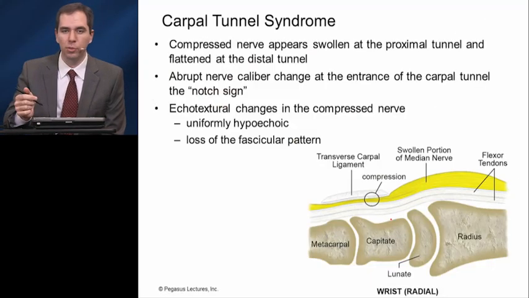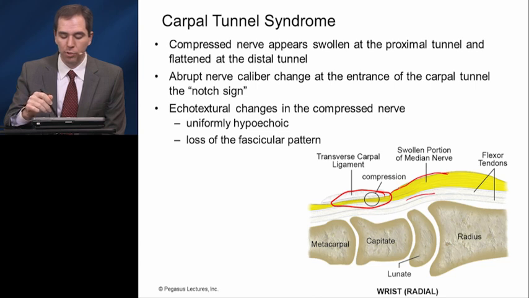So in carpal tunnel syndrome, what occurs is that there's compression within the carpal tunnel at the flexor retinaculum or transverse carpal ligament, and then the nerve becomes swollen just proximal to it. This abrupt change in caliber of the nerve as it enters the carpal tunnel is called the notch sign. The echotextural changes in the compressed nerve are typical of what we've seen in other nerves, so we get decreased echogenicity and loss of the fascicular pattern.